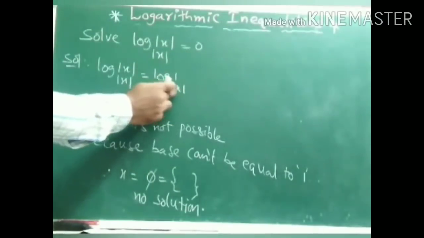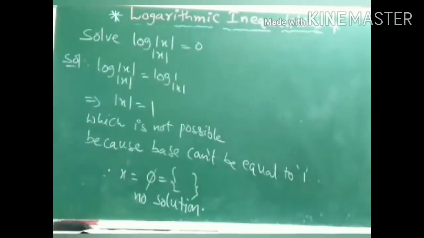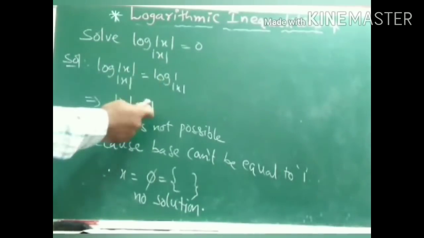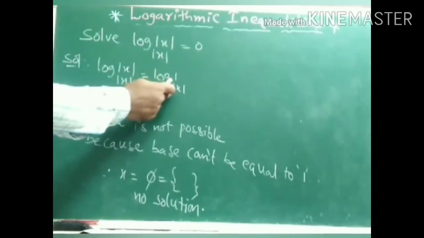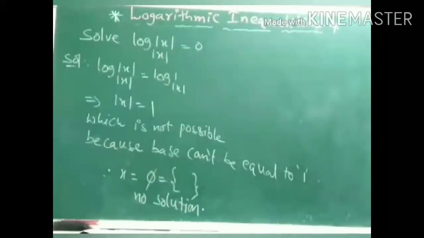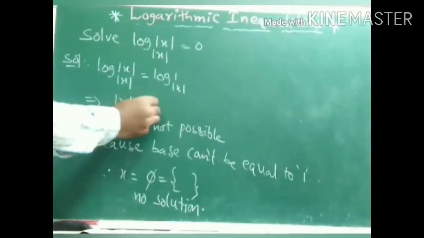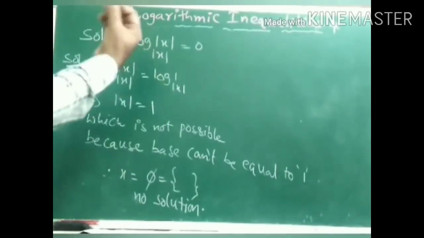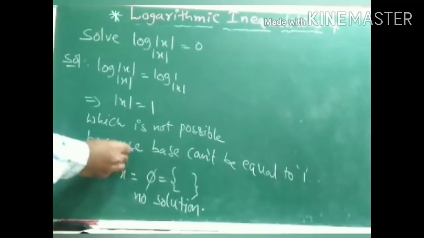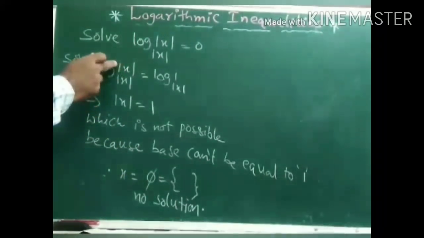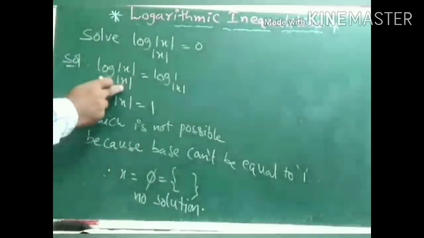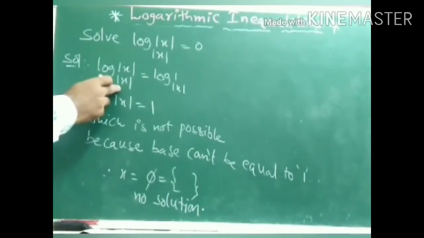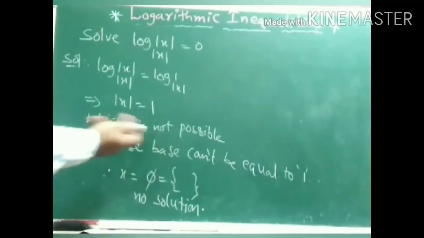So let me take here also the base as modulus of x. Now clearly since the bases are equal, we can equate the numbers also. I mean modulus of x equals 1. But here, which is not possible at all. So here modulus of x cannot be equal to 1. Why? Because modulus of x is not only in the place of n, it is also in the place of small a, I mean in the place of base.